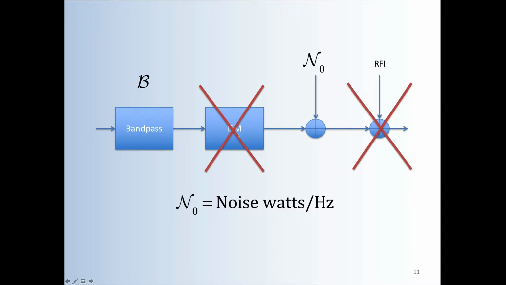For now, I'm going to ignore the ISM and look at just the cosmic background. We're going to assume that the cosmic background radiation has a power density spectrum which is constant with frequency. So it's flat noise and Gaussian noise. And this is the energy density, meaning the energy per hertz of bandwidth, watts per hertz.